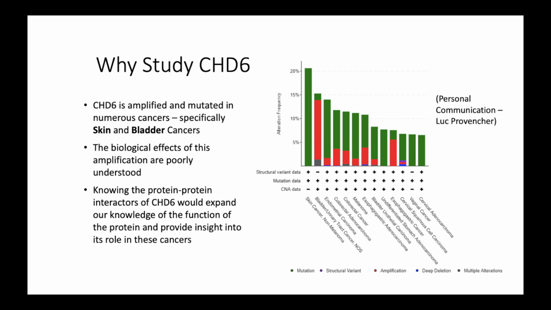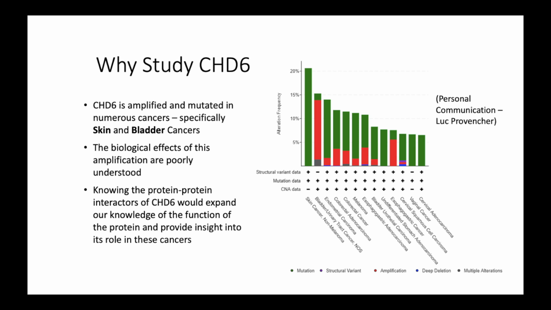Specifically, skin and bladder cancers are subject to many mutations and amplifications respectively. The biological effects of this amplification are poorly understood. However, it is known that CHD6 does play a role in the transcription of antioxidant proteins. So mutation in the CHD6 gene could potentially disrupt the balance of radicals and antioxidants in the body.